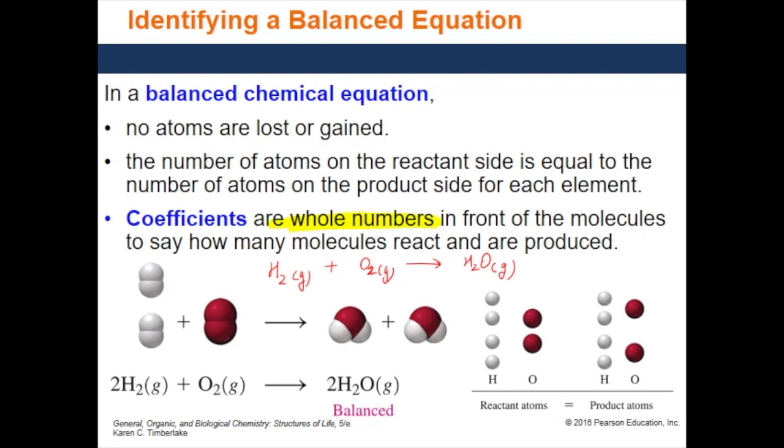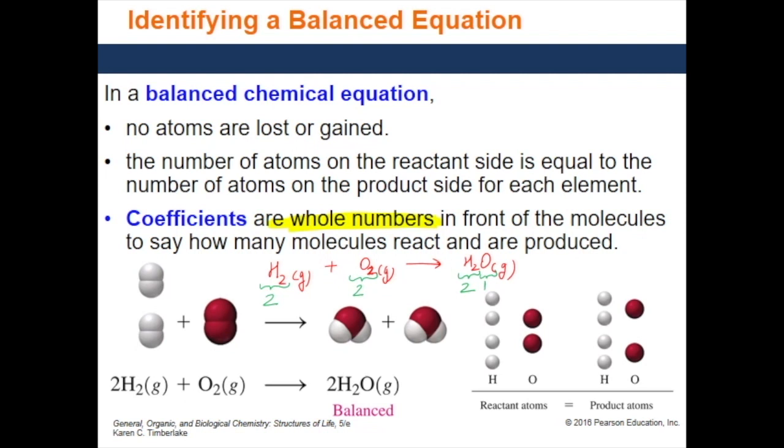1 atom at a time. So how many hydrogen atoms do I see in my reactant side? I see 2. How many hydrogen atoms do we have in products? Also 2. Perfect, that is balanced. Now we move to oxygen. How many oxygen atoms do we have on the reactant side? 2. How many oxygen atoms on the product side? 1. So now the oxygen is something that I will have to balance.